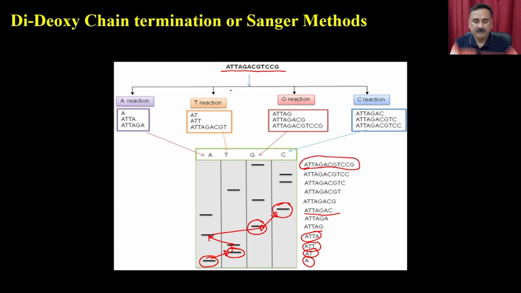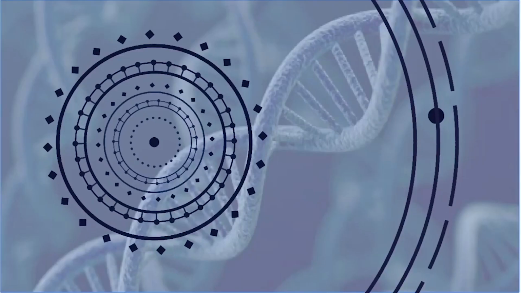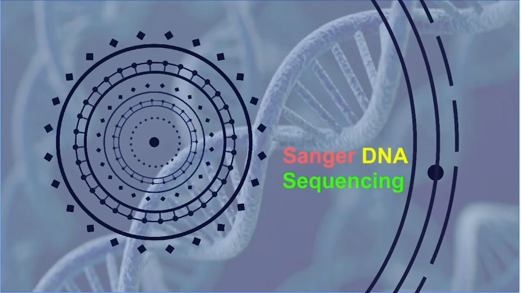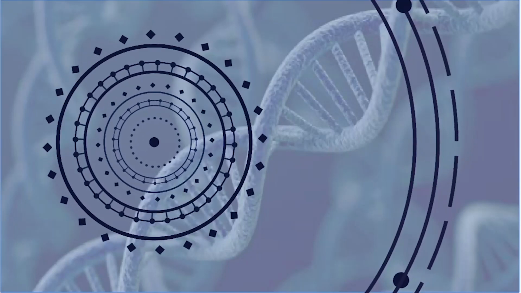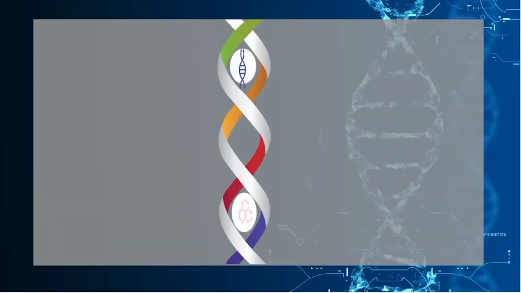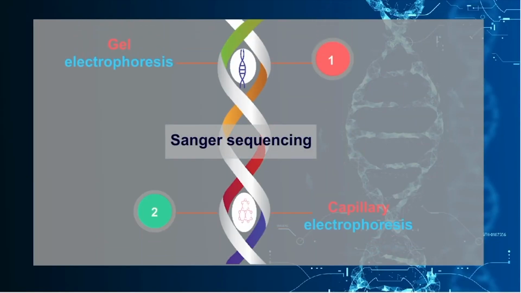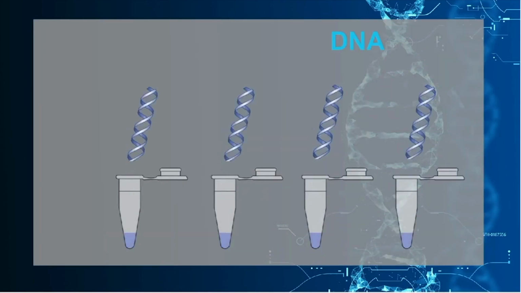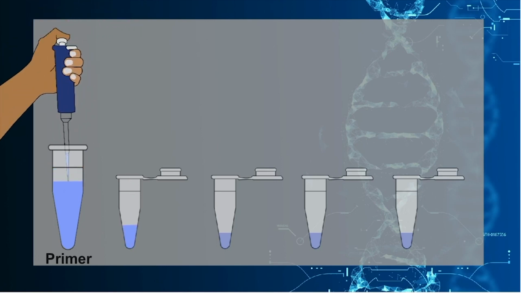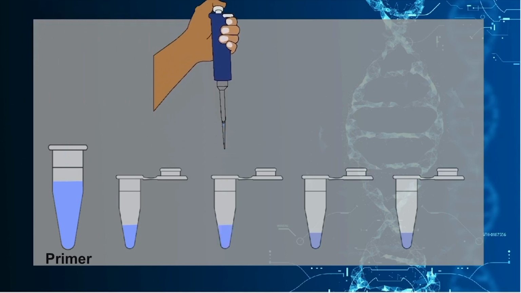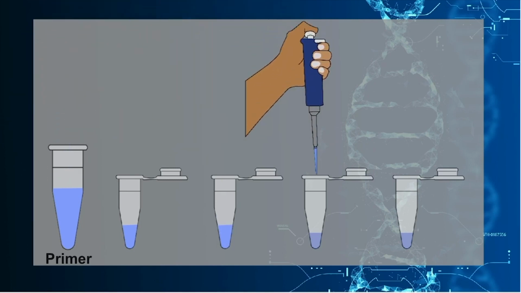So in the Sanger sequencing method, you have a target DNA, and that you have to sequence. If you want to do DNA sequencing using the Sanger sequencing method, you have 2 ways: either you can go with gel electrophoresis, or you can do capillary electrophoresis. So the first step is where you take your DNA into the Eppendorf, and then you have to add the primers. These primers you have to add into the 4 reactions.